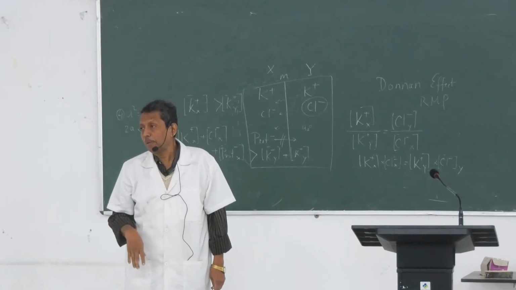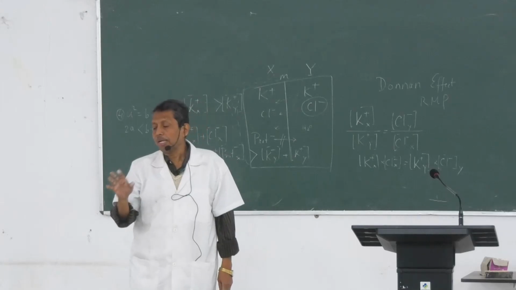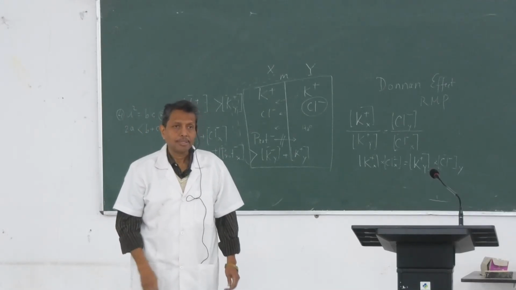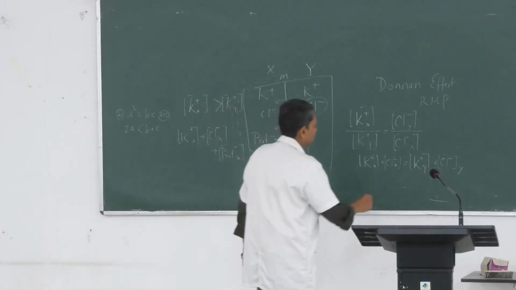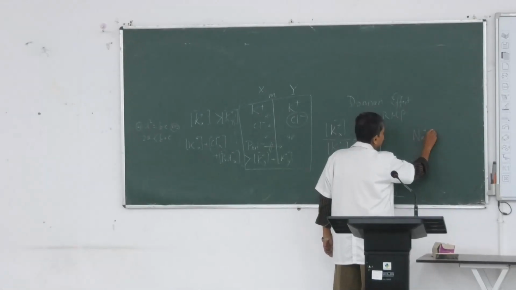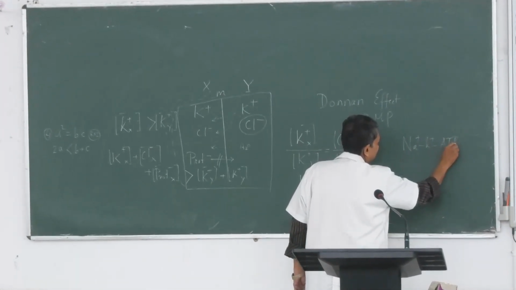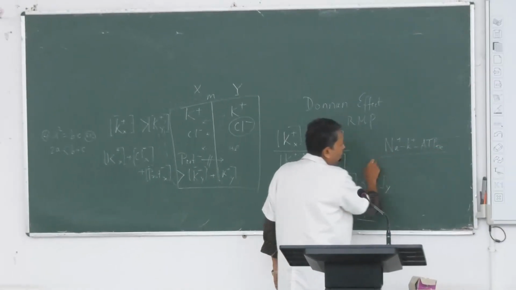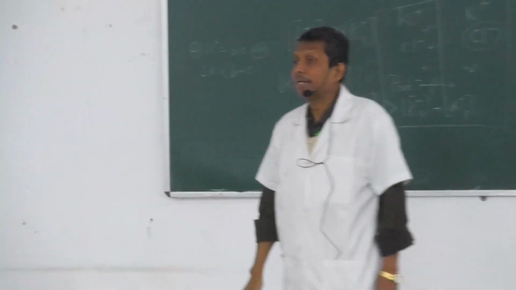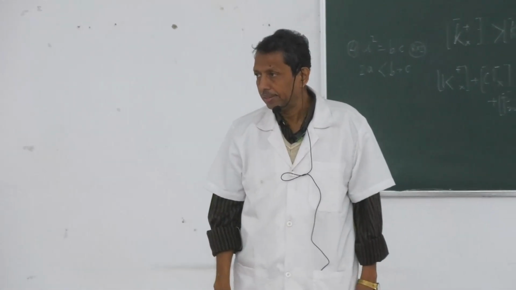Removing the osmotically active particles, the cell membrane has a marker, that is sodium potassium ATPase. All the living cell membranes have this membrane marker. Clear? Marker.